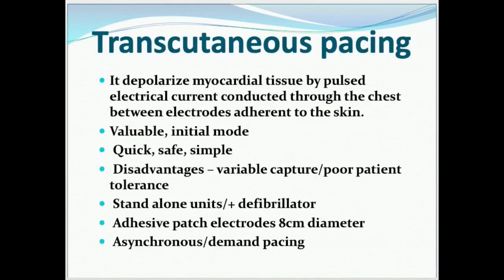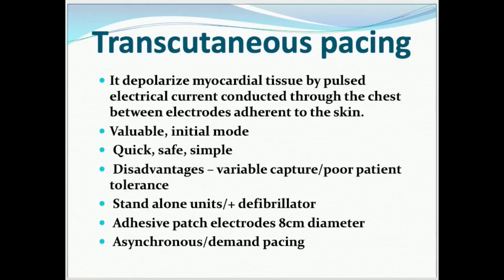Well, next we have transcutaneous pacing. Transcutaneous pacing depolarizes myocardial tissue by pulsed electrical current conducted through the chest between electrodes adherent to the skin. It is a valuable initial mode during emergency, and it is quick, safe and simple. The main disadvantage of transcutaneous pacing is that it has a variable capture threshold and poor patient tolerance.